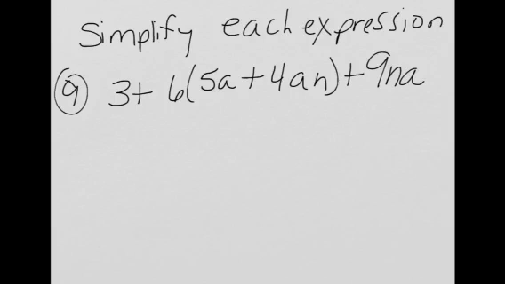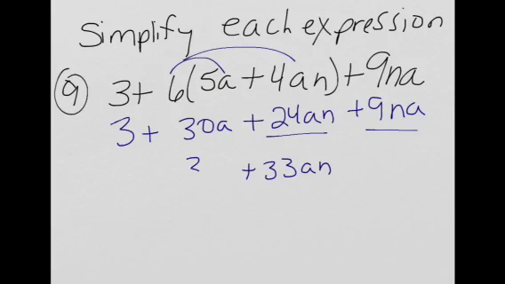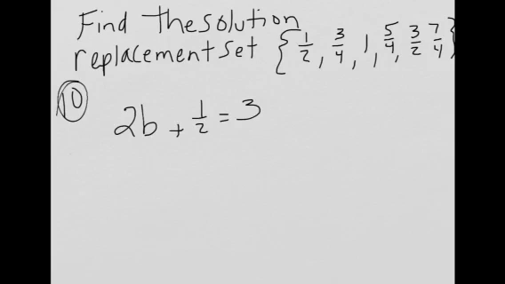Simplify the expression. So the first thing we're going to do is rainbow. So we have 3 plus 30a plus 24an, and then we're going to put the addition of 9 and a. So an and na would be the same terms. So we're going to go ahead and combine those together. That's going to give us 33an plus 30a plus 3. So to rewrite it, it would be 30a plus 33an plus 3.